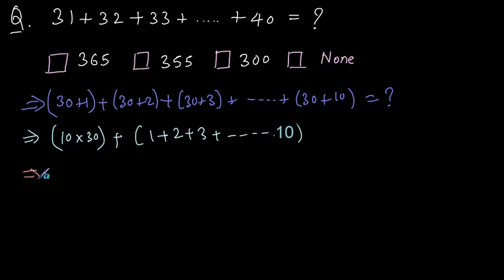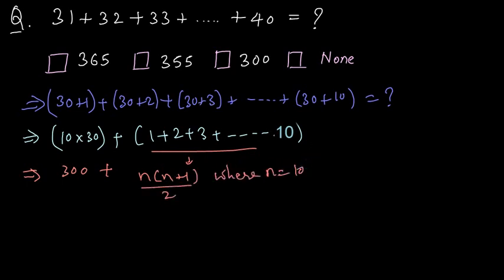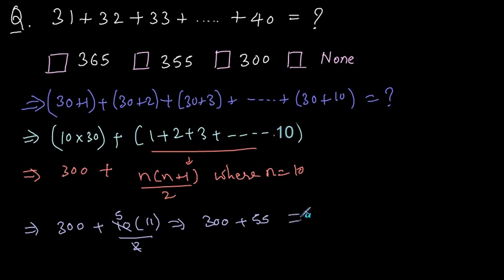Now we can solve this using the formula. 10 into 30 becomes 300 plus this formula is n into n plus 1 by 2, where n is equal to 10. Now we can put the value of n in the formula and get the answer. So 300 plus 10 into n plus 1, which is 11, by 2. So 2 5s are 10. Now this becomes 300 plus 55, which is equal to 355. So the answer to this question is the second option.